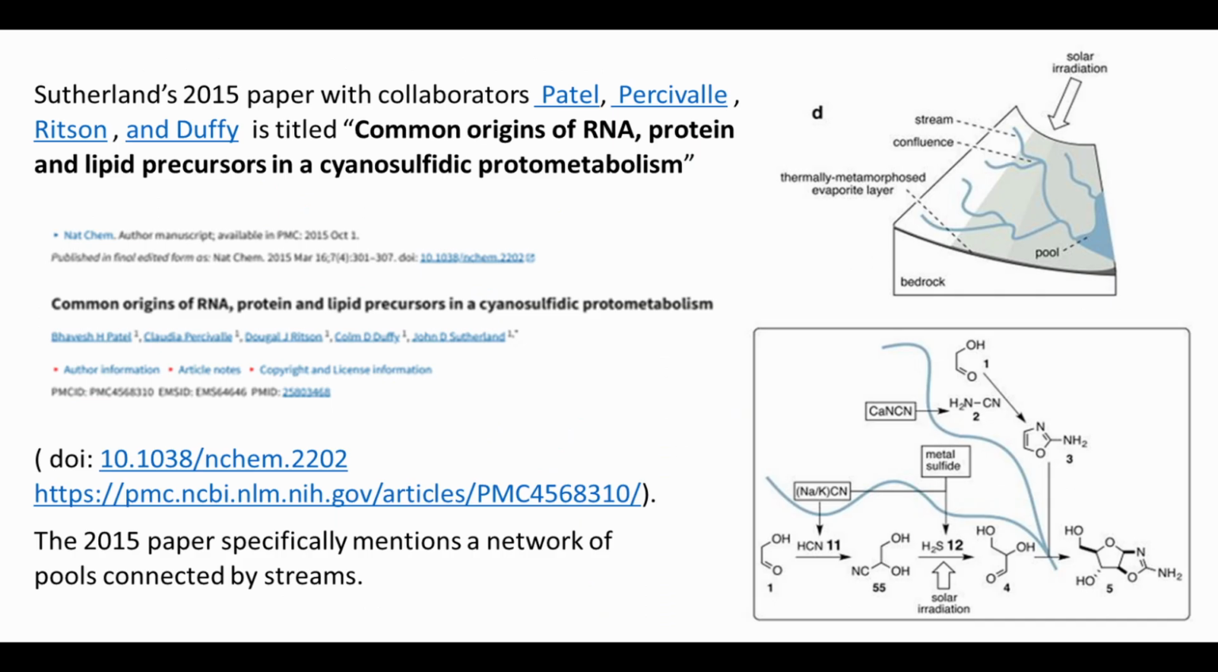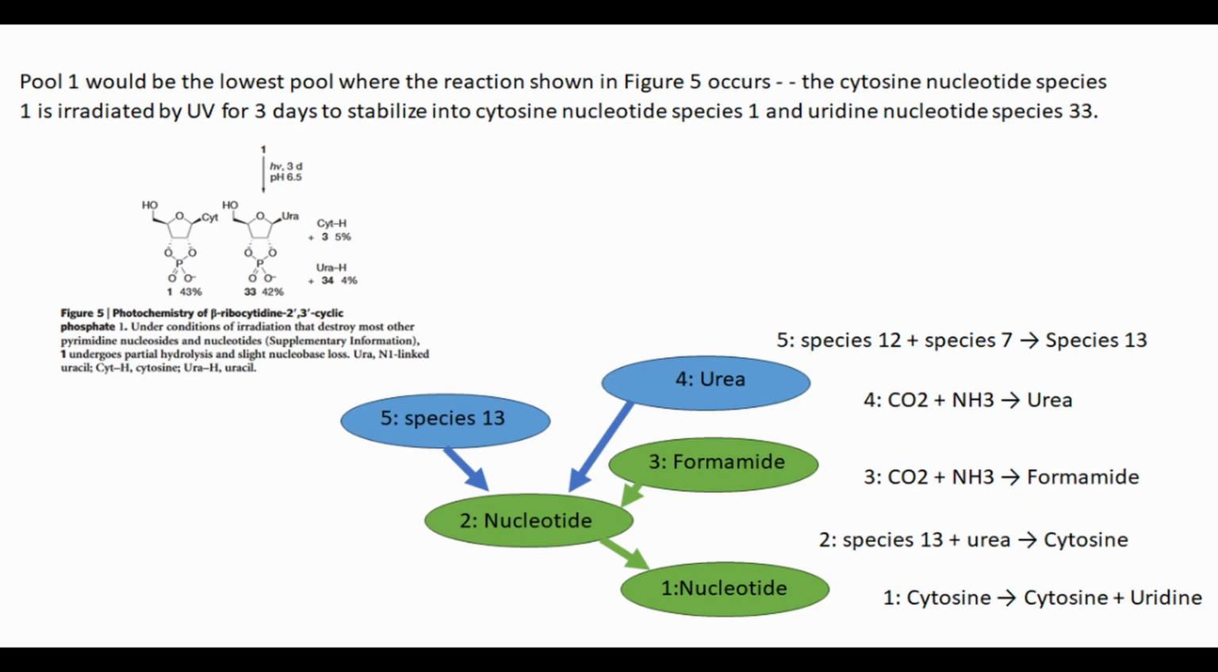Sutherland's 2015 paper, with collaborators Patel, Percival, Ritson, and Duffy, is titled Common Origins of RNA, Protein and Lipid Precursors in a Cyanosulfidic Protometabolism. The 2015 paper specifically mentions a network of pools connected by streams. Pool 1 would be the lowest pool where the reaction shown in Figure 5 occurs. The cytosine nucleotide, species 1, is irradiated by UV for 3 days to stabilize into cytosine nucleotide, species 1, and uridine nucleotide, species 33.